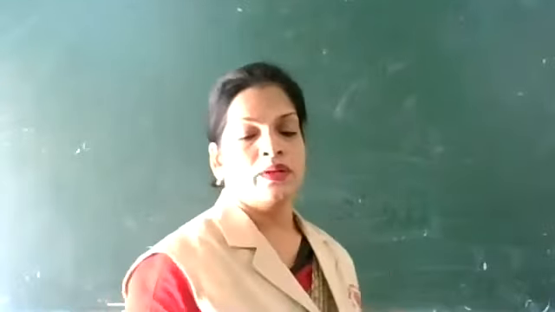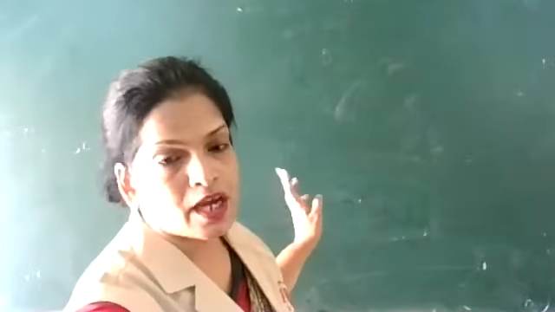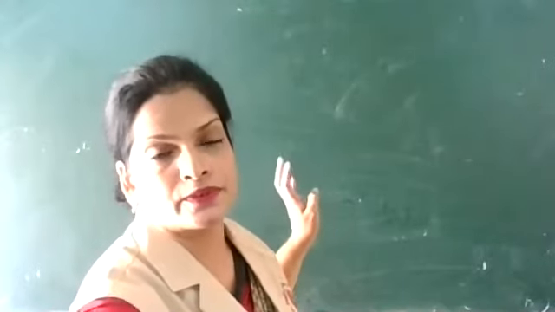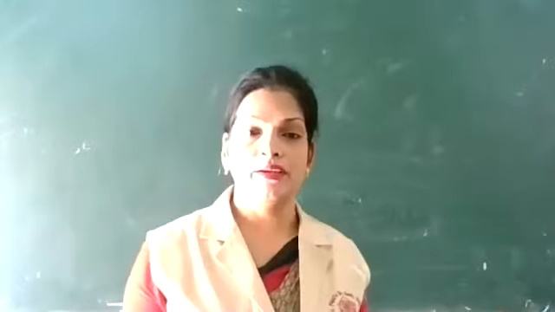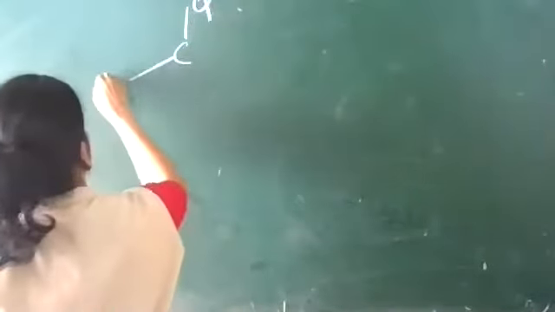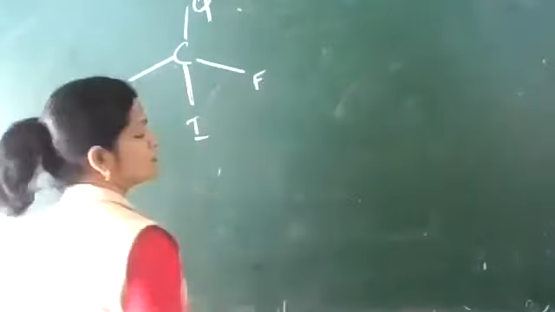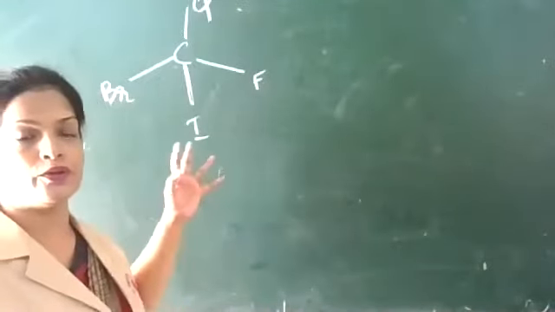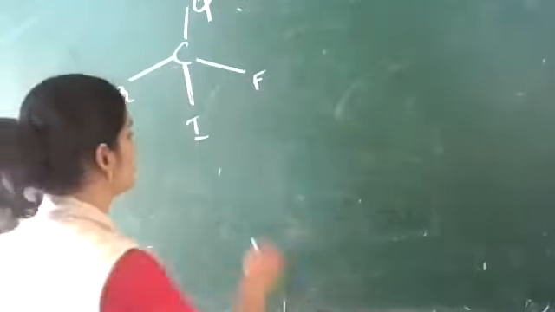Right? Now, if you are starting with a substrate in which carbon is attached to four different groups, such a carbon is called an asymmetric carbon or chiral carbon. Carbon is connected to fluorine, chlorine, bromine, iodine. This carbon is an asymmetric carbon or chiral.